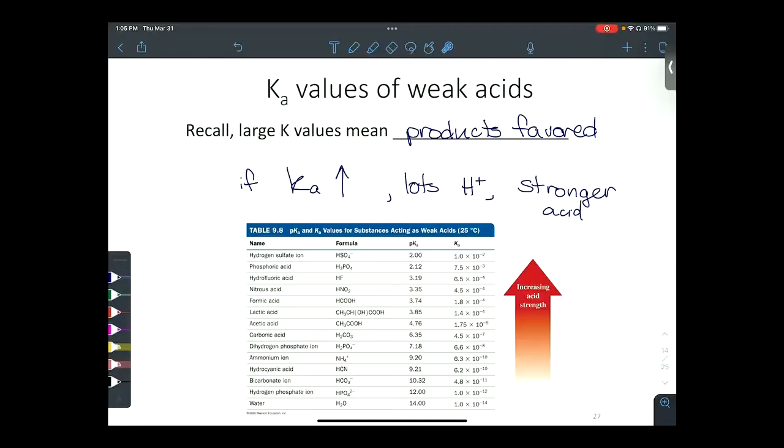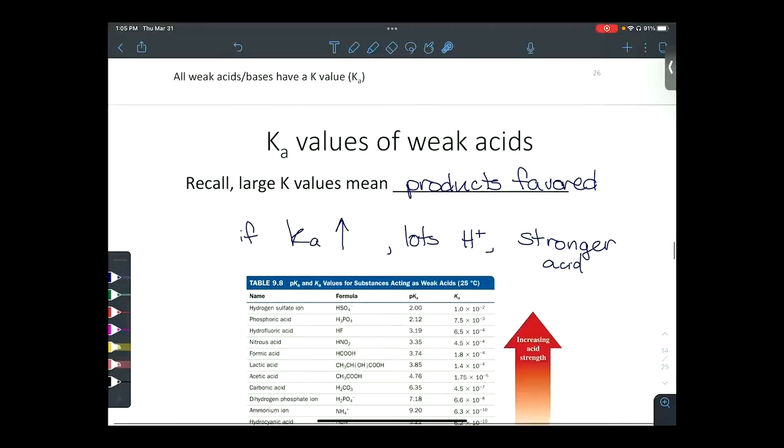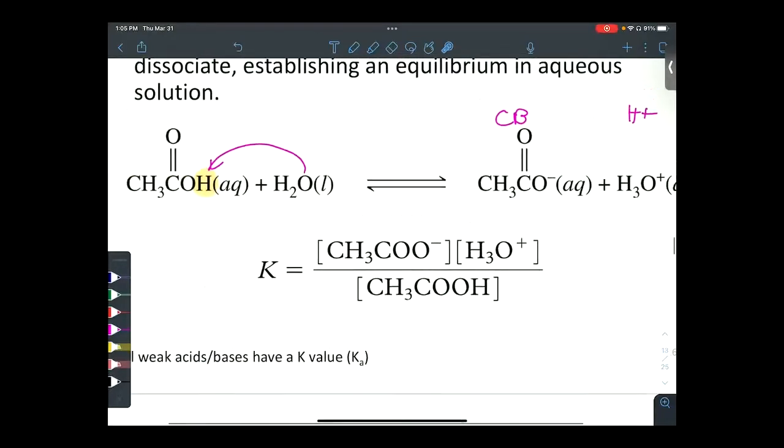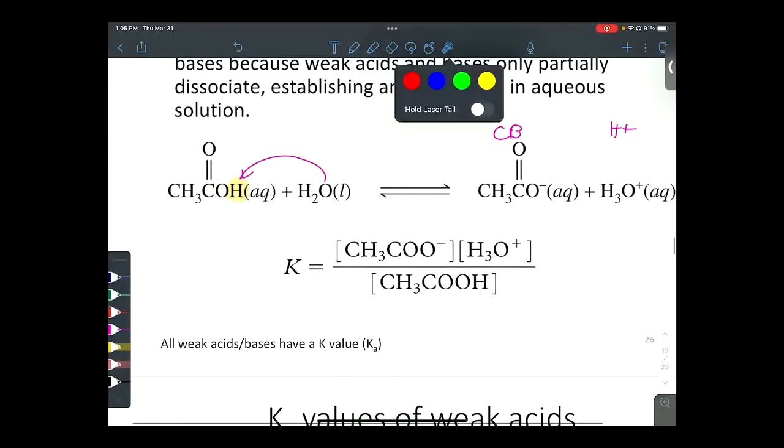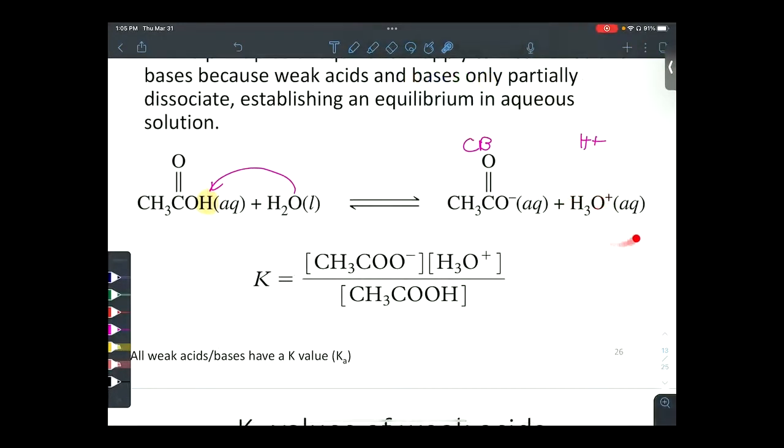The stronger the weak acid, the larger the K value. Because if we recall what that K value means, it's products over reactants. So if we have a large K value, there's a ton of products. And if we look back at the product side of this reaction, if we have a lot of products, then we have a lot of H3O. We have a lot of acid present. So that kind of makes sense, right?